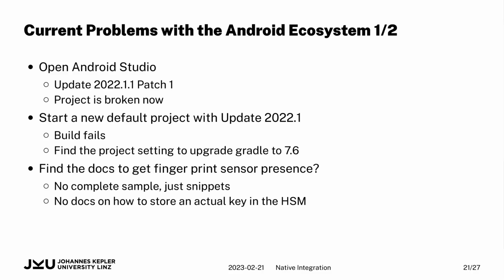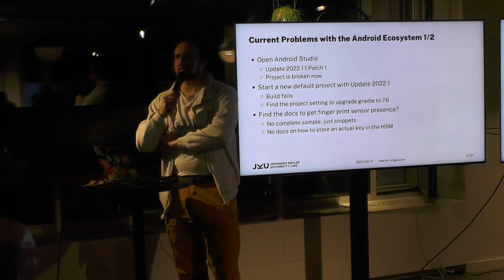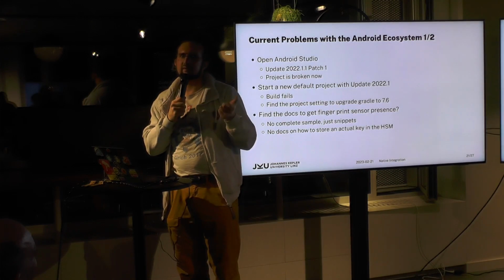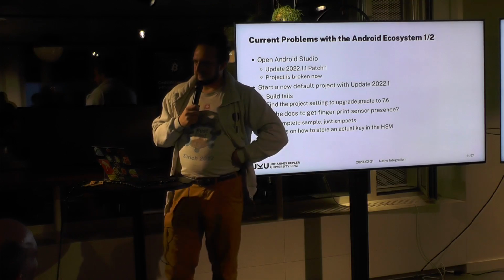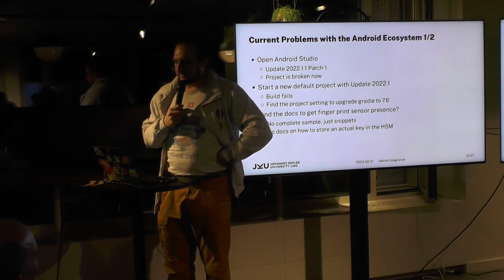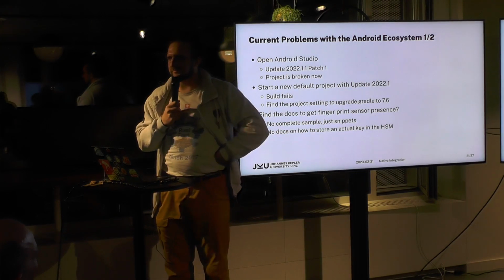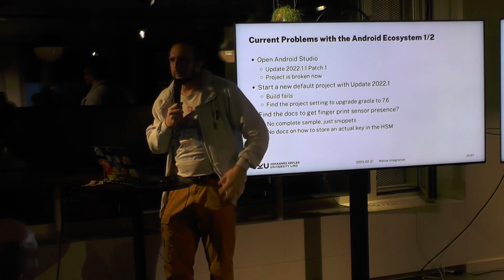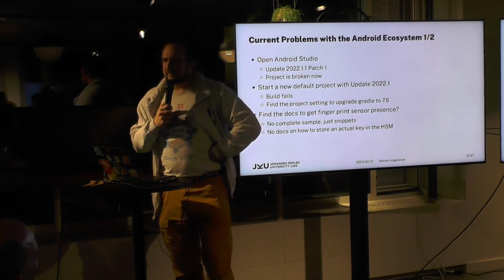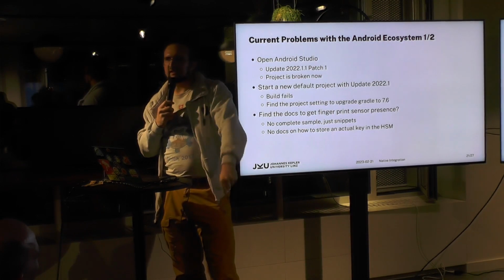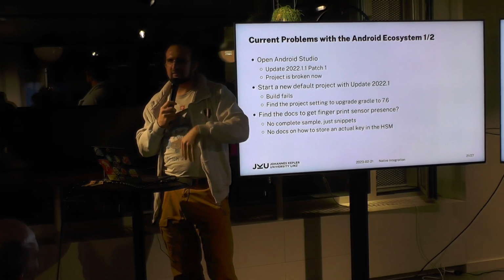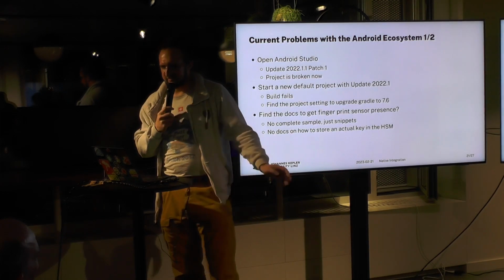Okay, let's go on. So, I started the Android project in summer, and had a working prototype in December. On Friday last week, I opened Android Studio and was like, hey, you need to update. Now the project is broken. Cool, okay. I start a new default project, just nothing in it. Literally empty activity, enter the name, run. Build fails.